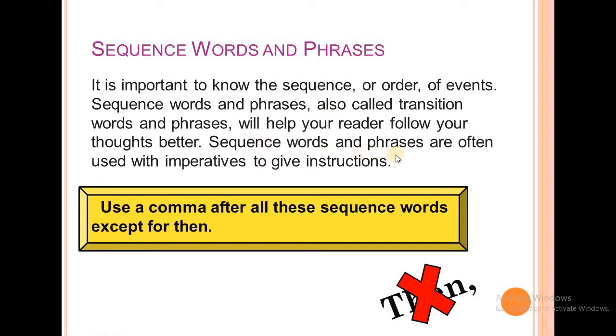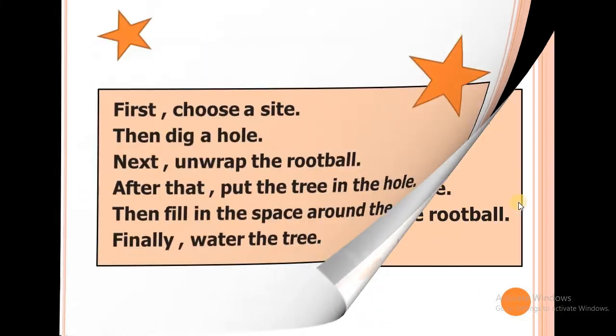Sequence words and phrases are often used with the imperative to give instructions. Now, the thing that we have to know is that after the sequence words and phrases that we are going to talk about now, we have to use a comma after them. We use a comma after all the sequence words and phrases, but then we don't use a comma after it.